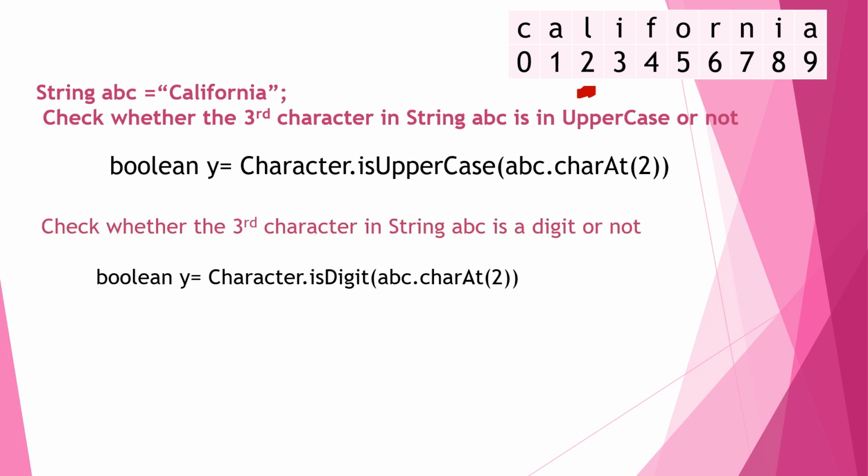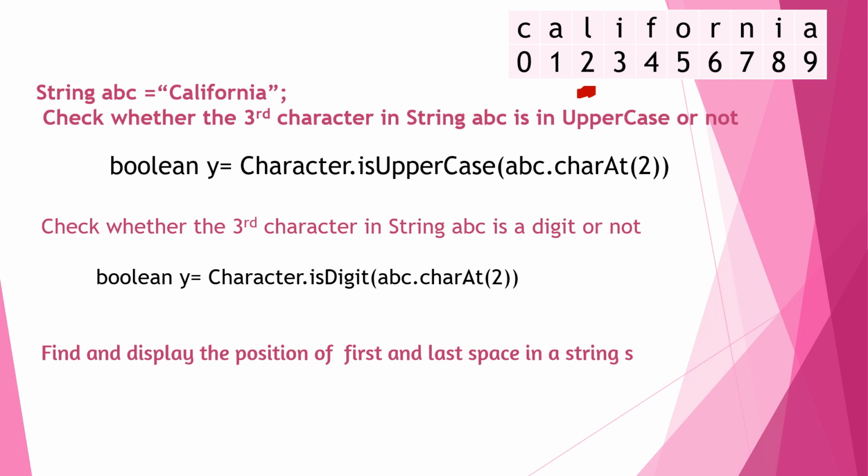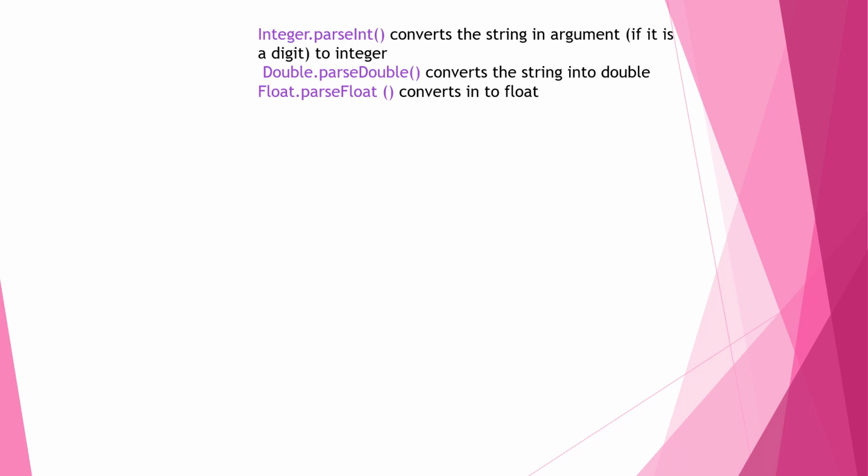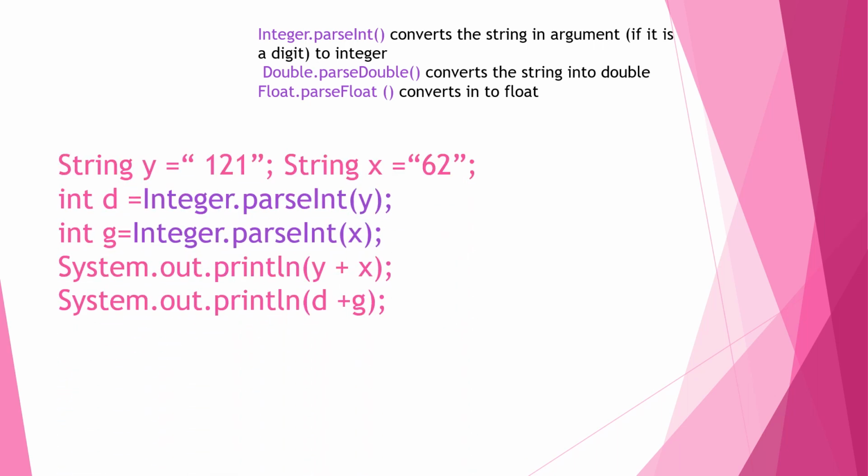And check whether the third character is a digit or not. So again the same command: Character.isDigit(ABC.charAt(2)). And now find and display the position of the first and last space. First space means indexOf and last space means lastIndexOf. System.out.println(s.indexOf(' ')) and System.out.println(s.lastIndexOf(' ')). So these are the answers. And now before we go to the next function, we have to discuss this one: Integer.parseInt will convert a string.